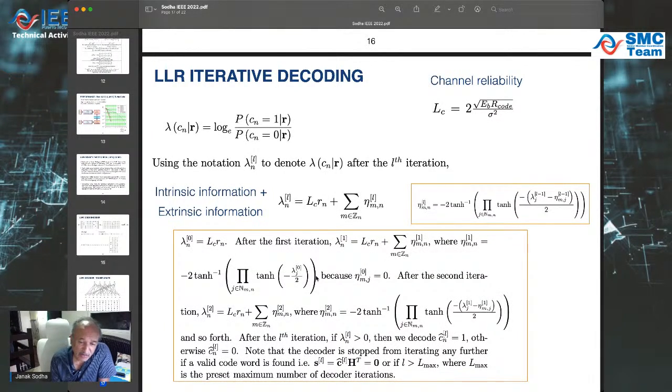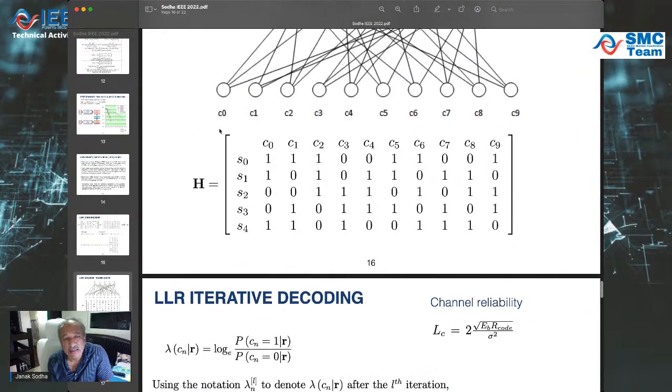This, in fact, is the algorithm. It iteratively uses the log likelihood ratio to start with an initial estimate, and then it uses the extrinsic information provided by this side of the equation, where this is the type of mathematics involved. What it's doing is improving its log likelihood ratio on each of these bits as it iterates again and again.